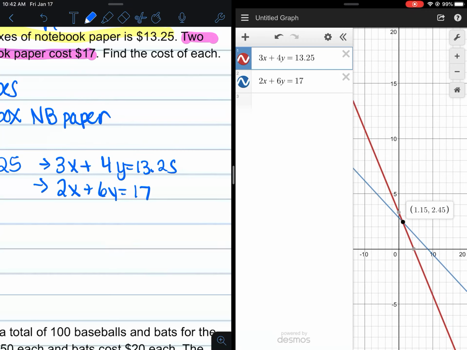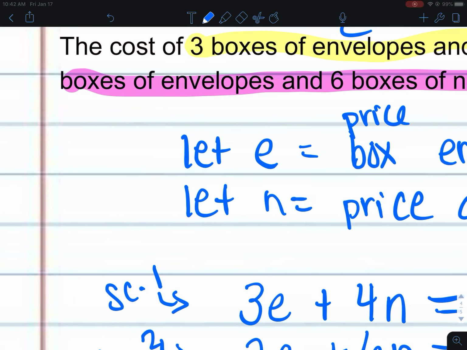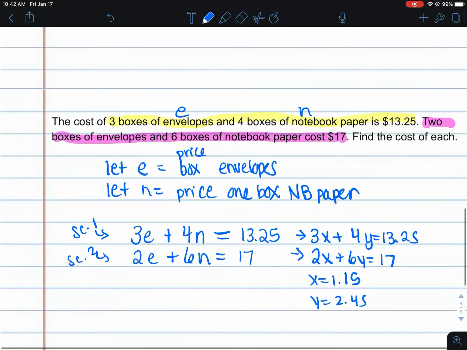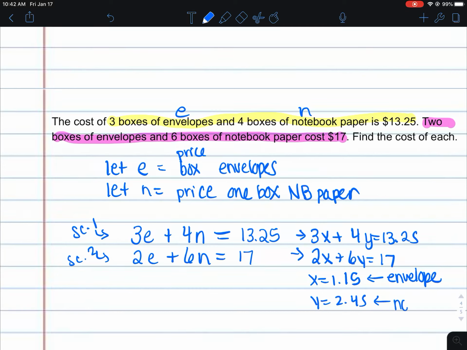So what Desmos is telling me is that x is 1.25, and y is 2.45. So if you look back at your variables, the 1.25 is the x, which is the e. So this is the price of the envelope box, and this is the price of the notebook paper. So that's how you would set that up, so you can translate it.